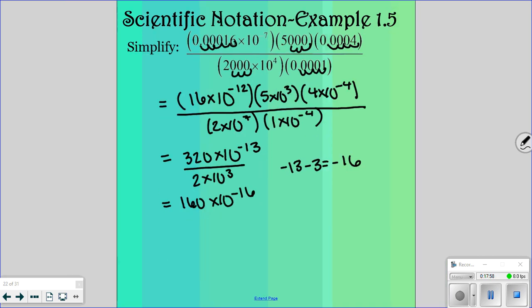And then the last step is to put it into scientific notation. So 1, 2. So we have 1.6 times 10 to the negative 14. And so that would be your answer.